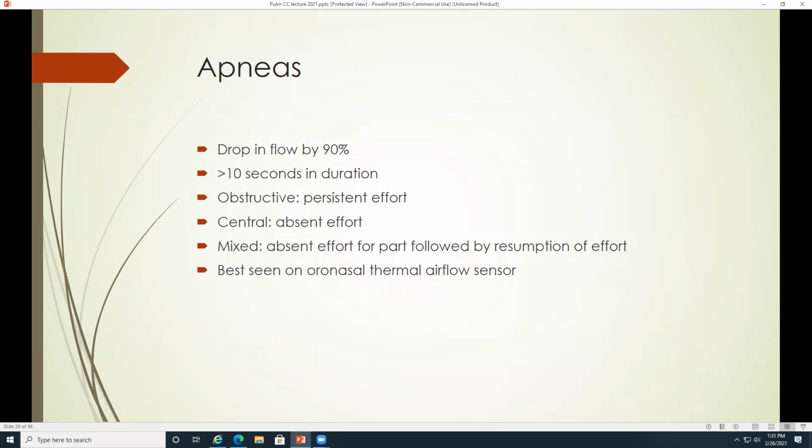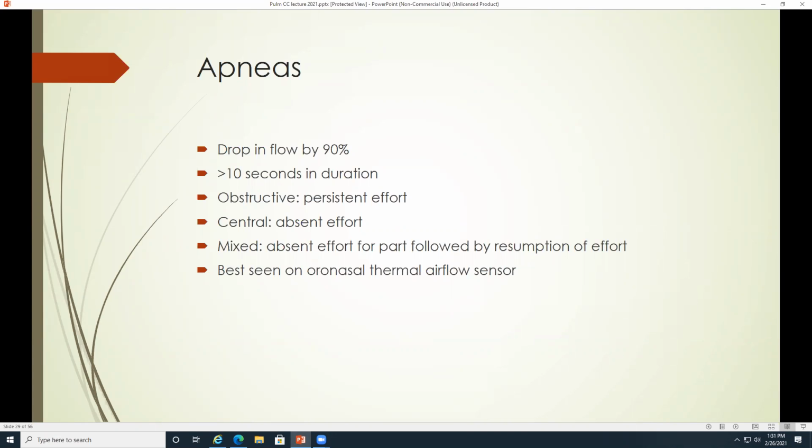For apneas, it's a drop in flow by 90%. It has to be 10 seconds or longer in duration. If it's shorter, you can't count it. If it's 9.9, it doesn't count. For obstructive, like I said, you're going to have persistent effort during the event. For central, there's going to be no effort during the event. Then there can be mixed events, where they start off central and then effort builds as the event goes along. That would be classified as mixed.